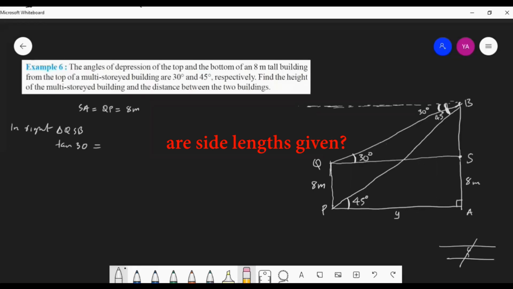Here we take X for SB. Given only QP. Tan 30 is BS by SQ. Tan 30, what's the value? 1 by root 3. So 1 by root 3 is equal to BS by SQ.